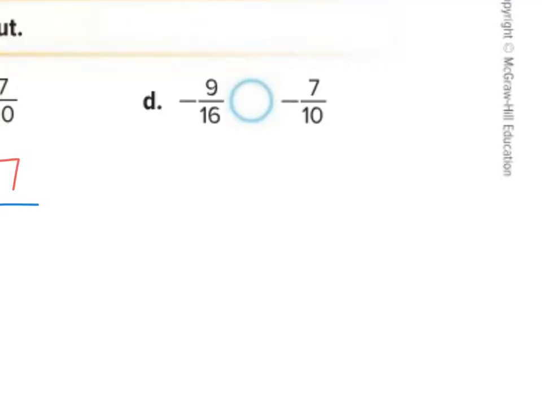Okay, now let's try the denominators 16 and 10. Now, one thing you have to keep in mind is both of these are negative rational numbers. There's a negative and a negative. Remember, the larger the negative, the lesser the value. Or the larger the negative number, the smaller the number really is. Don't forget that. Okay, what is the common denominator between 16 and 10?